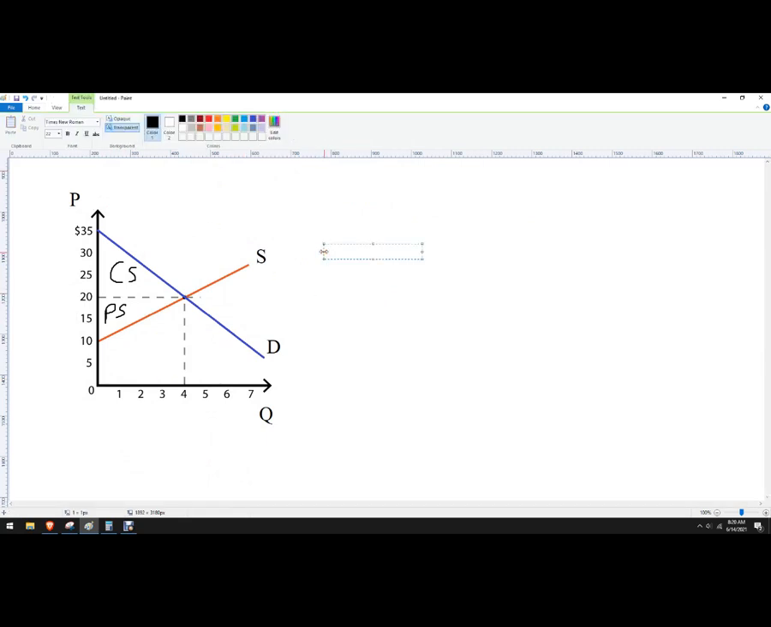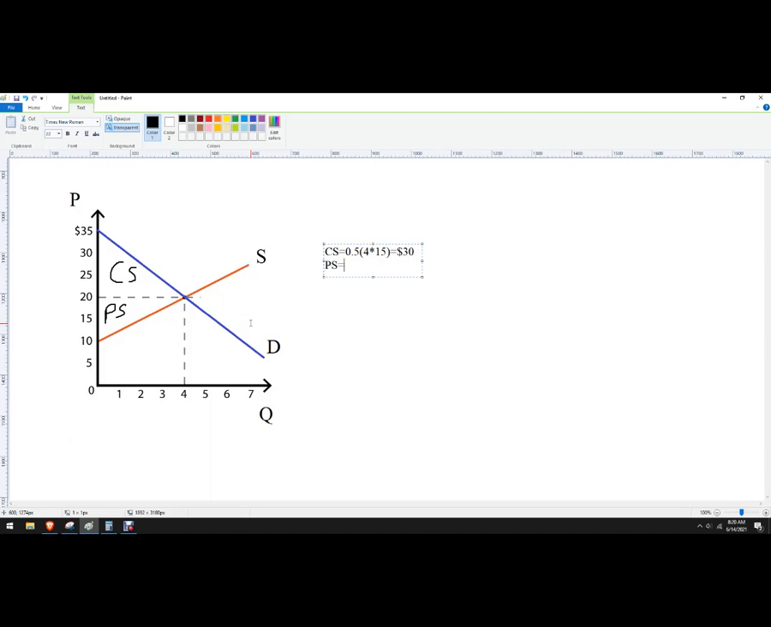It matters in the sense that I'm just looking at which side of the market is better off. So consumer surplus is going to be 0.5. The base of the triangle is now 4. That's the quantity, and then the difference up here is 15. So 4 times 15 is 60, and then half of 60 is 30.